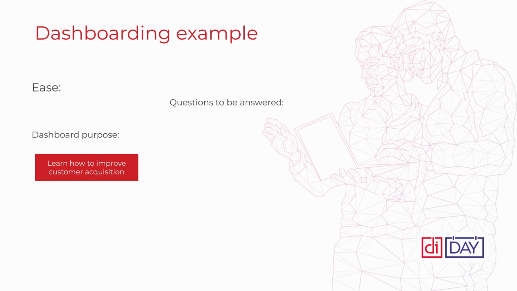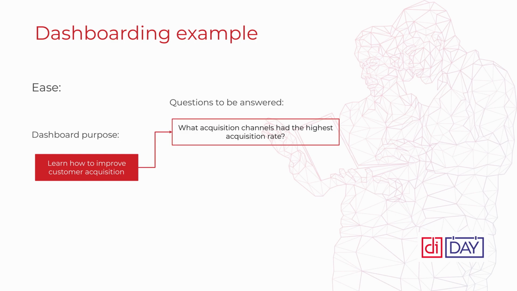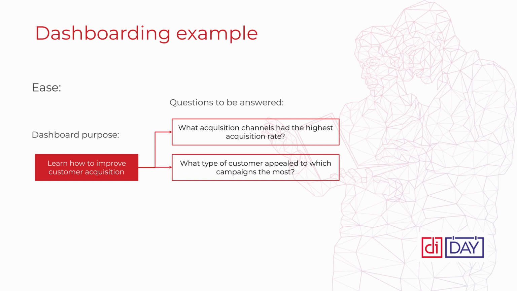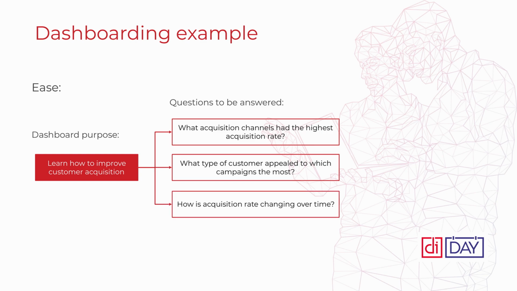Make it easy. We want to learn how to improve customer acquisition. What questions do we really need to answer to be able to confidently say we have succeeded in our aim? What channels had the highest rates? What type of customers appealed to which campaigns the most? And how is the rate changing over time?